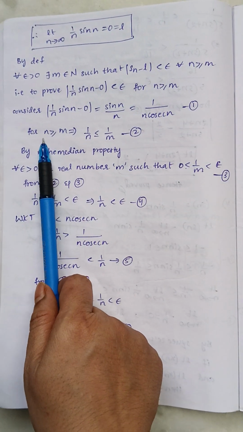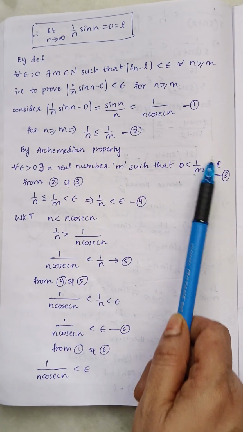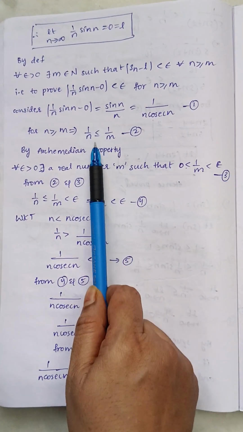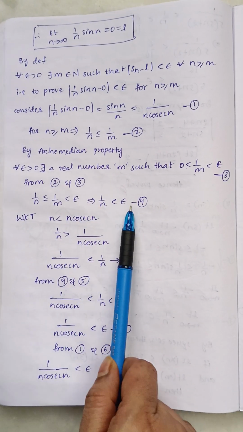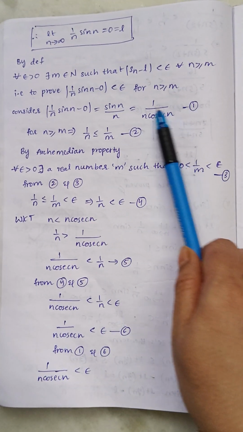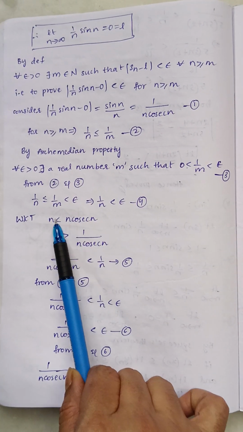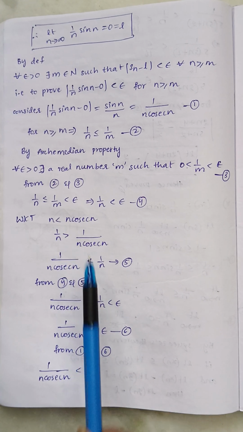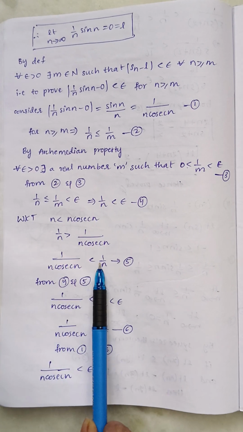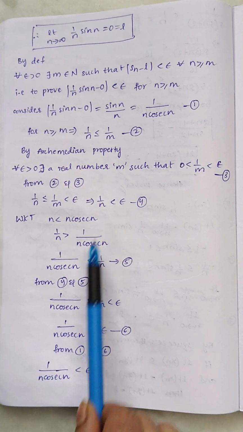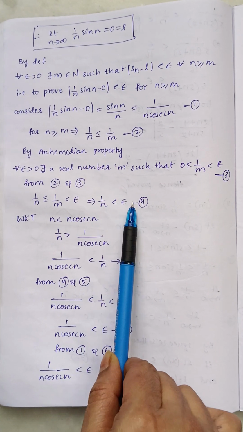Before going to that, n greater than or equal to m means 1 by n less than or equal to 1 by m. By the Archimedean property, 1 by m is less than epsilon. So 1 by n is less than or equal to 1 by m, which is less than epsilon, in the sense 1 by n is less than epsilon. Now compare n with the denominator. Obviously n is less than n cosecant. Take the reciprocals, then it turns to greater than. Again a greater than b can be written as b less than a. So this one is less than this part. But 1 by n is less than epsilon. From this we can conclude 1 by n cosecant is less than 1 by n, which is less than epsilon.